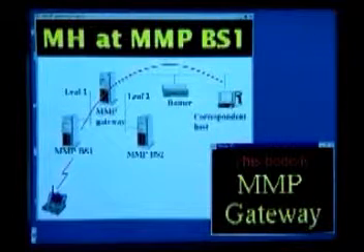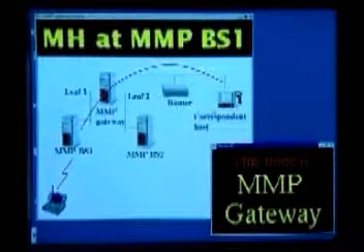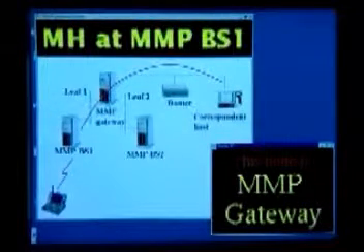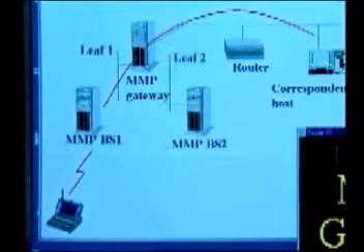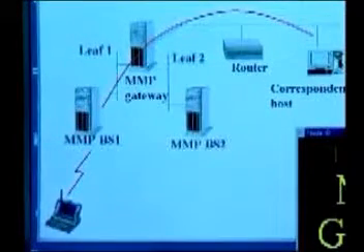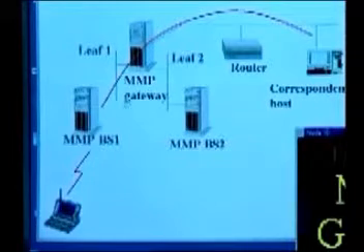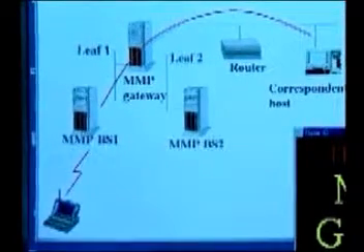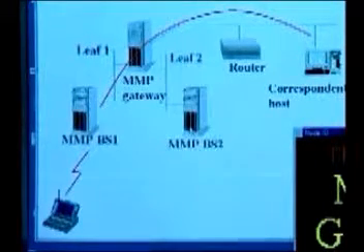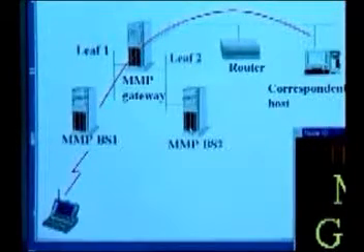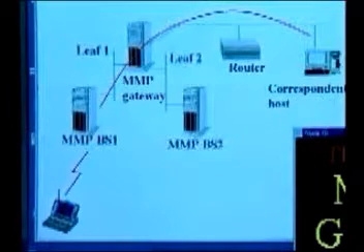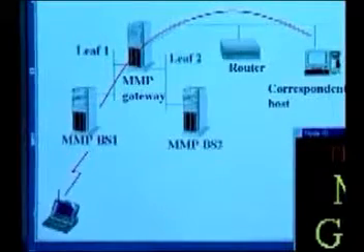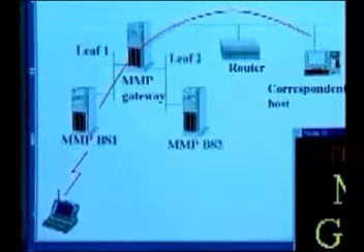The topology is the same as what we had in the mobile IP prototype, except that some of the nodes now serve different functions. What used to be the Linux router with mobile IP is now the MMP gateway. It's here. What was the mobile IP home agent is now MMP base station 1. And then over on this other side, the mobile IP foreign agent is now the MMP base station 2. And we can see that the mobile host is being served by MMP base station 1.